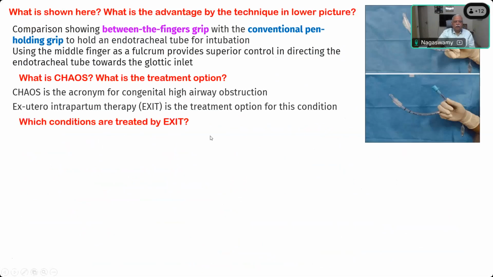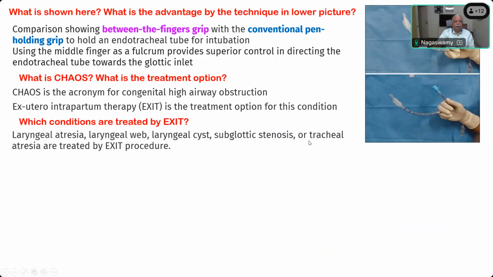Which conditions are treated by EXIT? And which anomalies are treated by EXIT? Tracheal atresia. Laryngeal atresia, laryngeal web, laryngeal cyst, subglottic stenosis, or tracheal atresia are treated by EXIT procedure. What preparations are needed to perform EXIT?